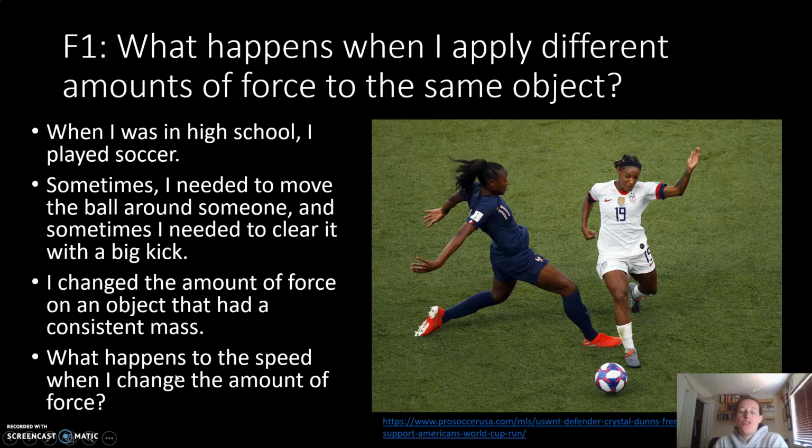Okay, so the first thing that we started looking at in experiment number 1 is what happens when I apply different amounts of force to the same object. So when I was thinking about this, I thought back to when I was in high school. I played soccer. I was on the soccer team.